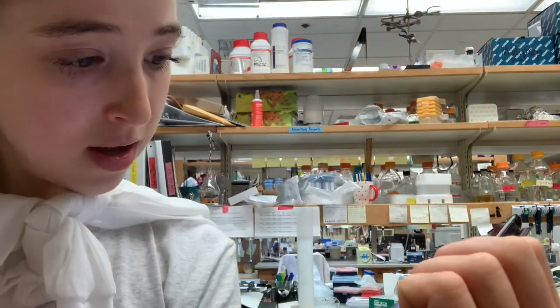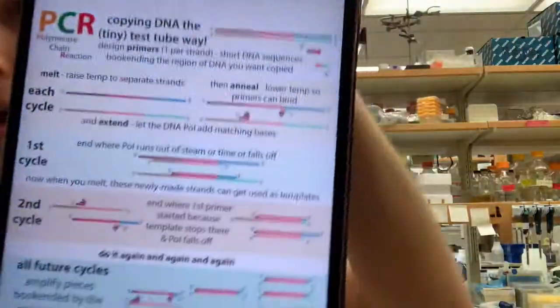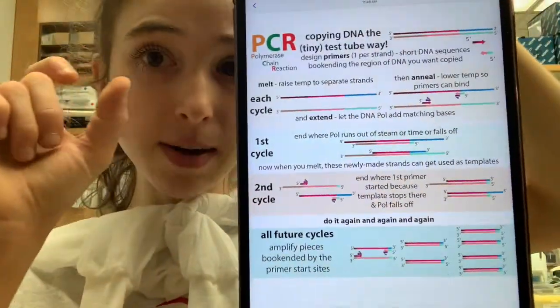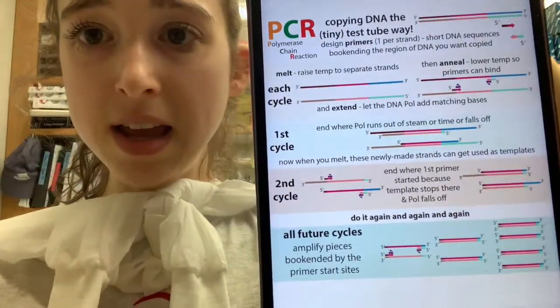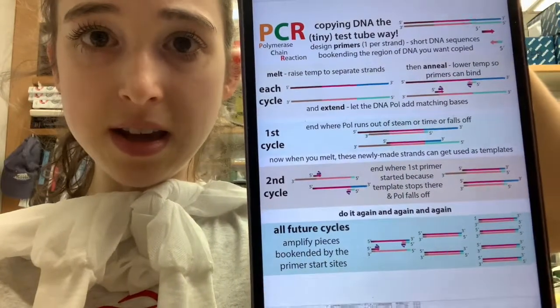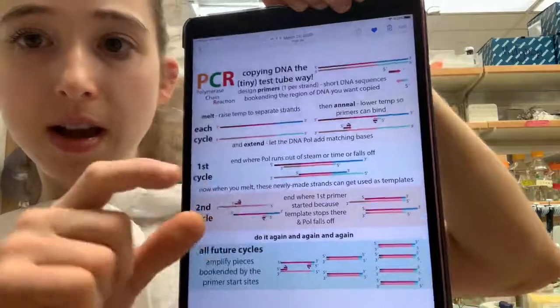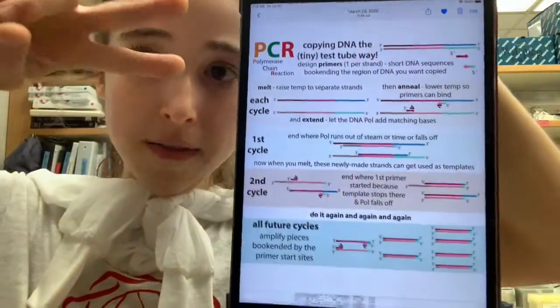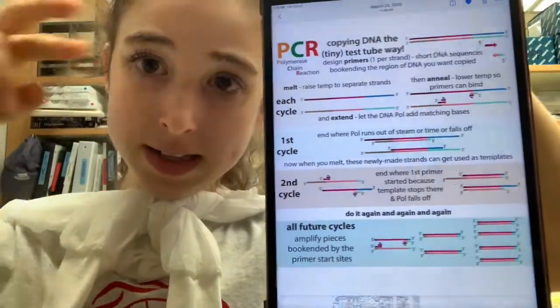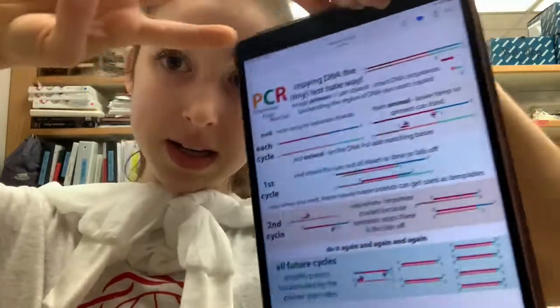Okay. So the idea with PCR, remember, is that we have those primers, those short pieces of DNA that specify the region that we want to be copied. And so you have these cycles of melt, anneal, extend, melt, anneal, extend.